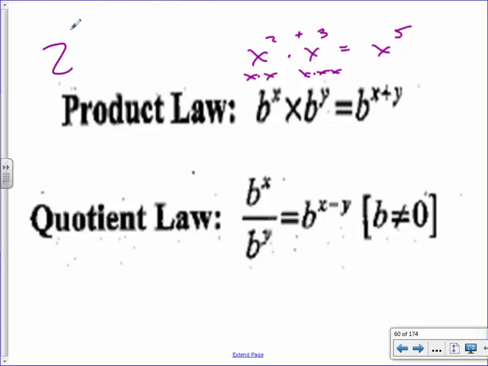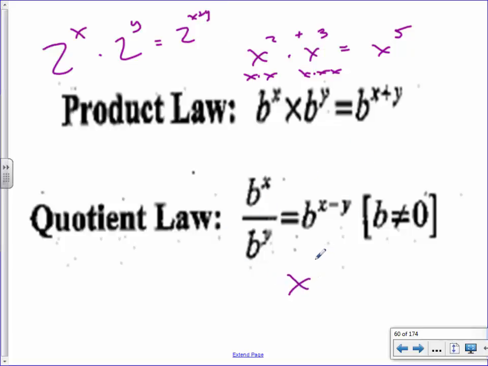If I were to give you 2 to the x, times by 2 to the y, the answer then would be 2 to the x plus y. I don't know how many 2's I get here. 7. I don't know how many 2's I get here. 4. But I do know that whatever these numbers end up having to be, whenever we decide what they are, we have to add them together. Does that make sense?